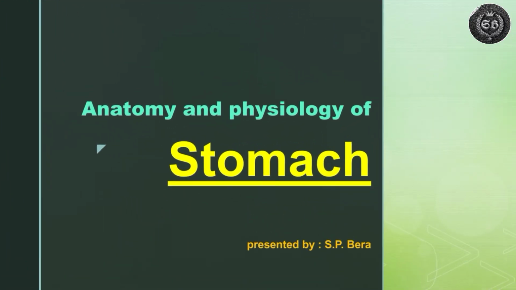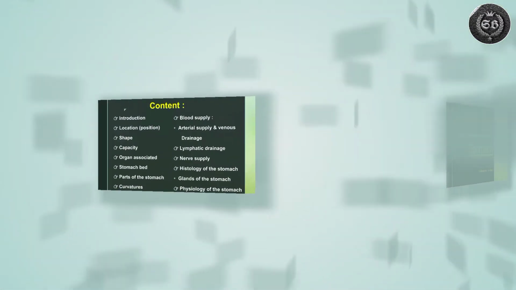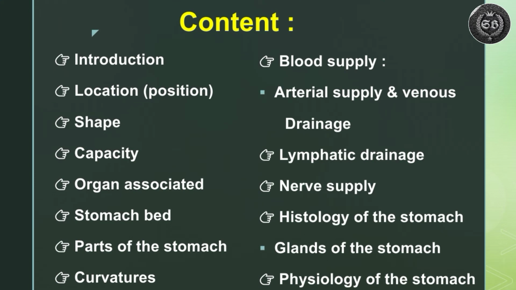Anatomy and physiology of the stomach. The content covered in this video is introduction of the stomach, location in our body, shape, capacity of the stomach, organ associated with the stomach, what is stomach bed, parts of the stomach, curvatures, blood supply, arterial supply and venous drainage, lymphatic drainage, nerve supply, histology of the stomach, glands of the stomach and physiology of the stomach.